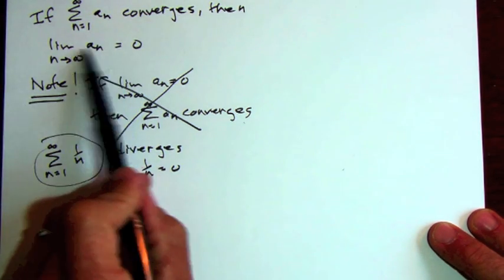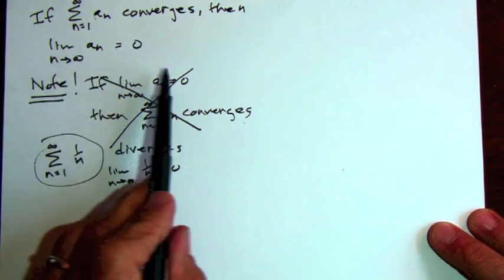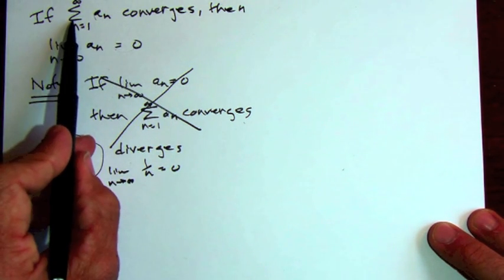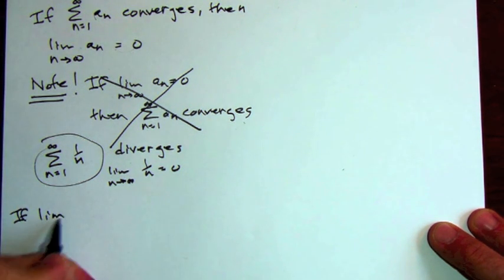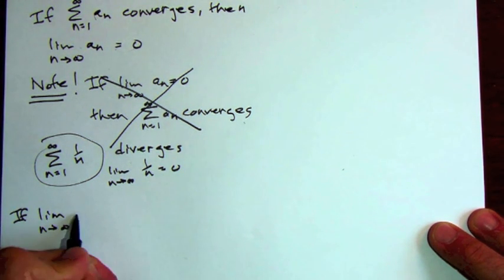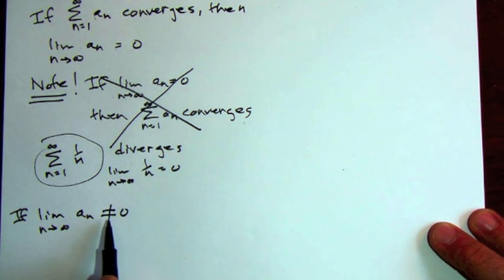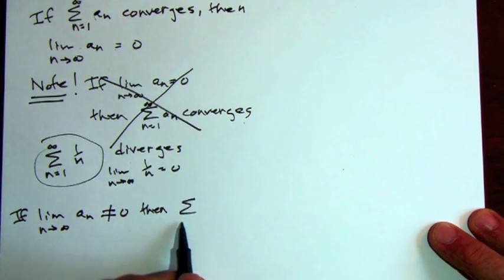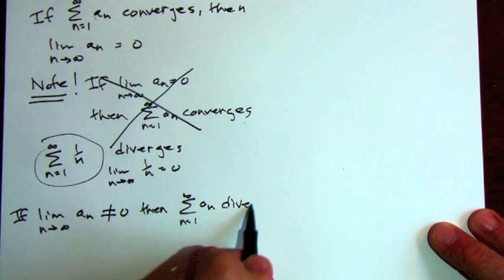Now, that's the converse. That's just switching and saying if this, then this, and that's false. But the contrapositive is logically equivalent. So what is the contrapositive? It means if I negate this, then I negate that. So what does that mean? It means if the limit as n goes to infinity of a sub n is not equal to 0, in other words, if those terms of the sequence don't go to 0, then we know that the infinite series will diverge.